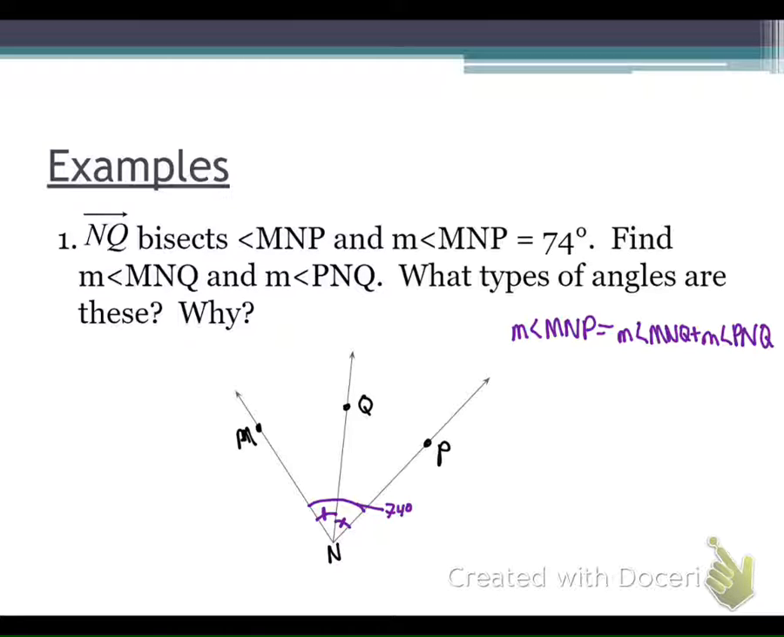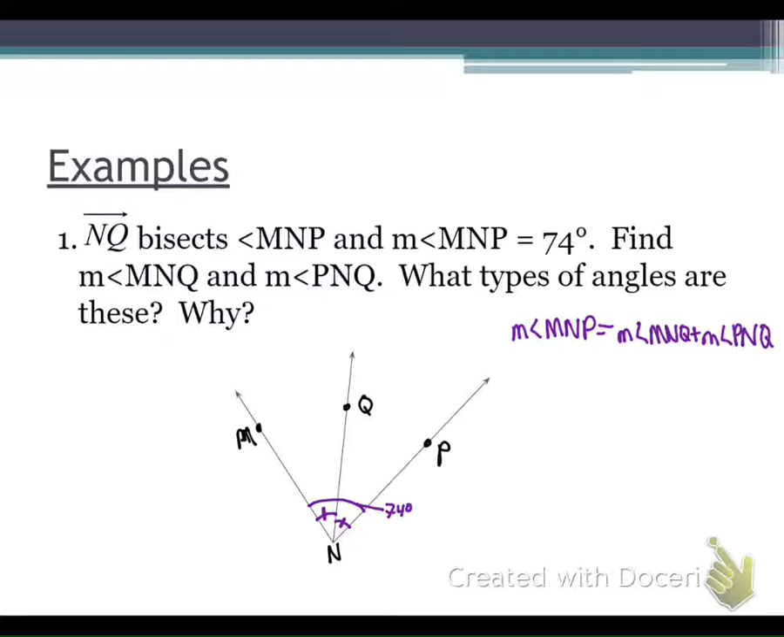So things to remember when we write angles out, the vertex always has to be in the middle. So N has to stay in the middle of all of them because it's the vertex of all the angles. And remember when you write it, we're talking about angle measures here. So you always have to have the little m, angle sign, angle that you're talking about.